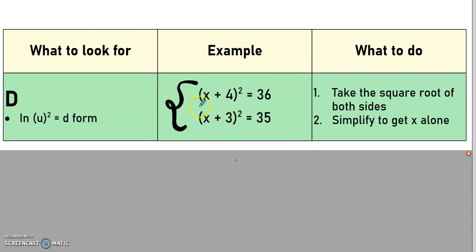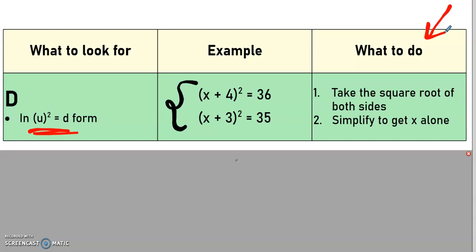Okay, so here's some examples of what that means, or what that visually looks like. So here it says x plus 4 quantity squared equals 36, and another would be x plus 3 quantity squared equals 35. So when we're in that form, we kind of write it in general like this. So U represents that something getting squared equals D, that represents some kind of constant, some number. And what do we do? Let's definitely write down those two steps here. What do we do when we see something that looks like these two examples?